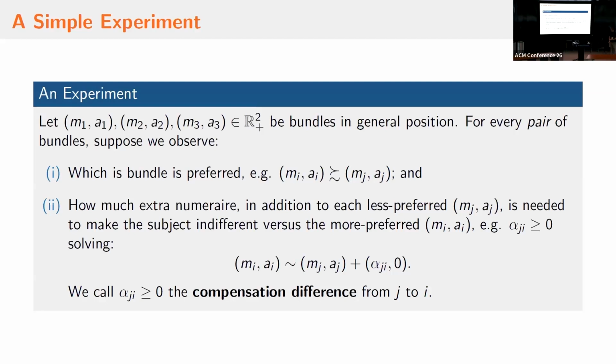So if they like bundle I more than bundle J, fine, we observe that. But we also observe this non-negative quantity alpha JI, which solves this kind of obvious equation and makes them indifferent between bundle I and the augmented bundle J. So you can think of this as we're trying to figure out how much extra money the subject would be willing to pay in order to switch between bundle I and bundle J. So a willingness to pay observation. And we're going to call this alpha JI the compensation difference from J to I.